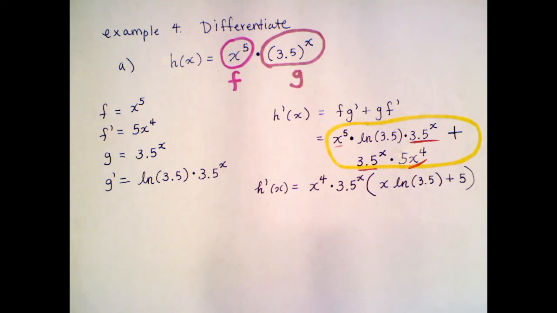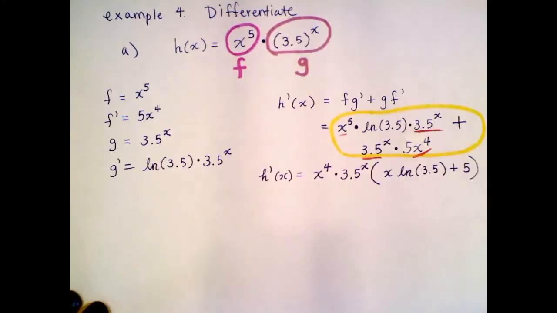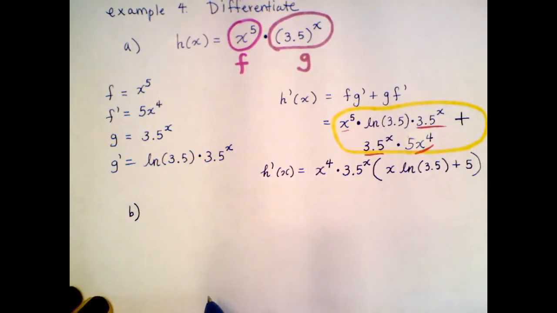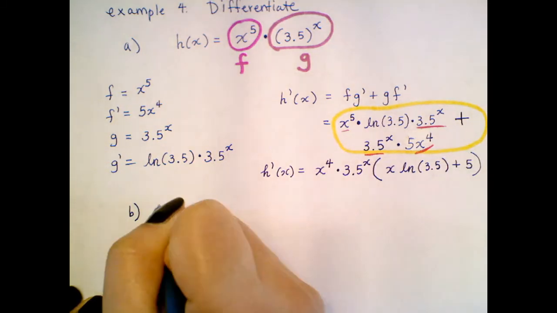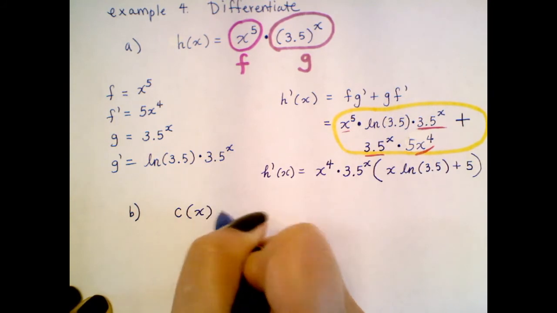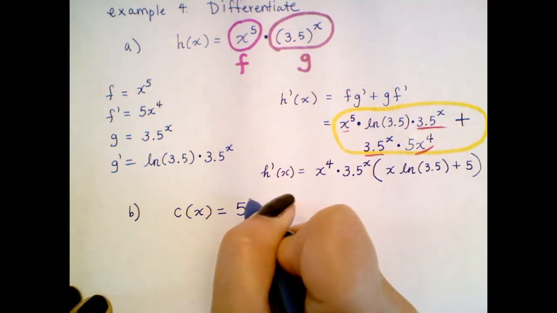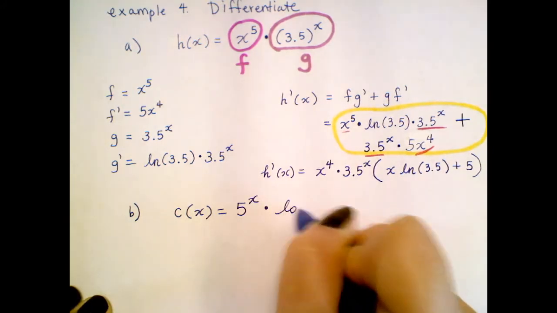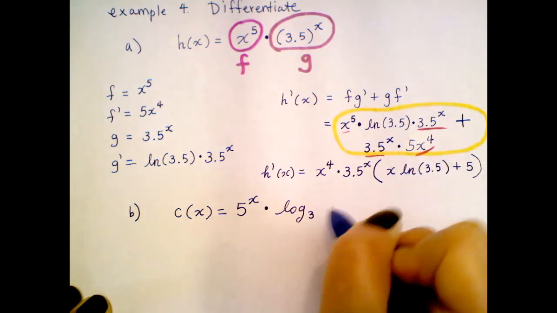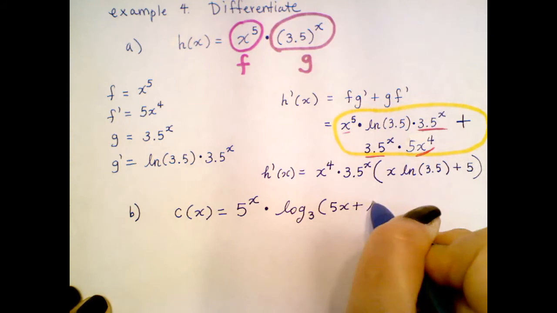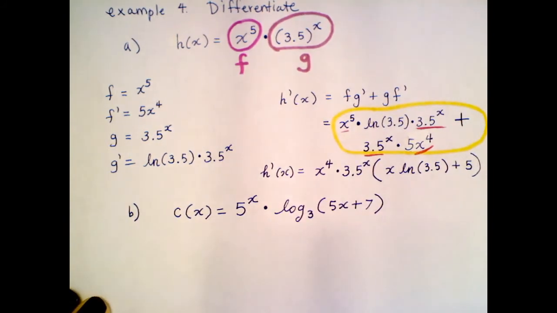I want to do one more example that's using product. Let me copy this down on this piece of paper, okay? The second one that I want to try with you is this. Let C of x equals 5 to the x power times log base 3 of 5x plus 7. Ooh, this is similar to your C of x on your classwork.